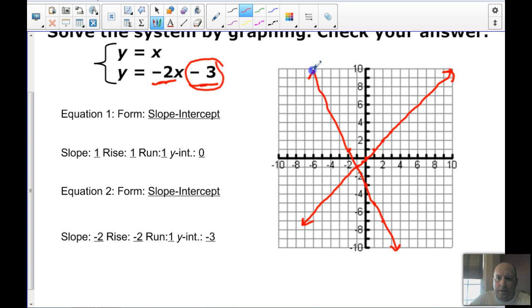All right, so there we go. What I'm looking for here is the point of intersection, and I notice this is the point of intersection right here, and this ordered pair is -1, -1. So this intersects at the point -1, -1, and I say that the solution to the system is the point -1, -1.